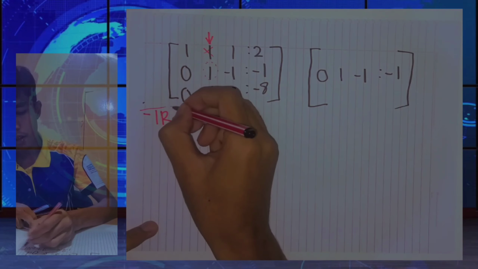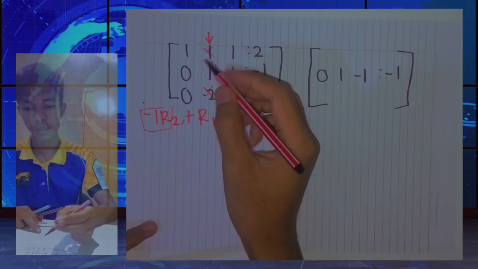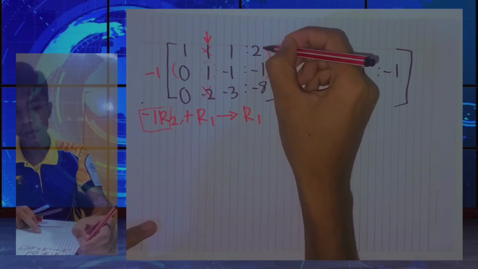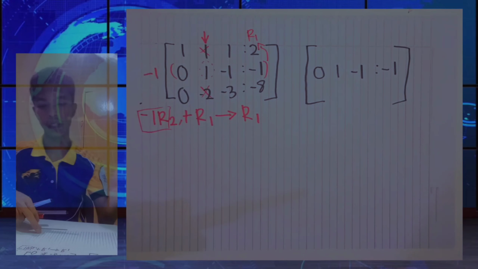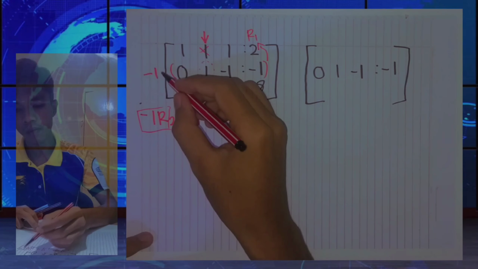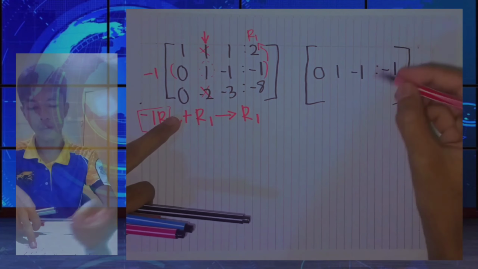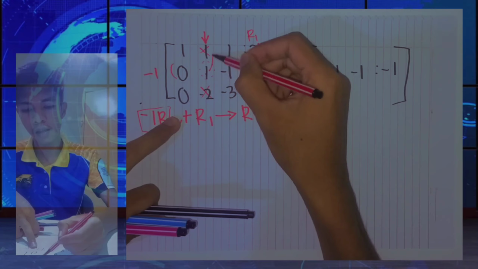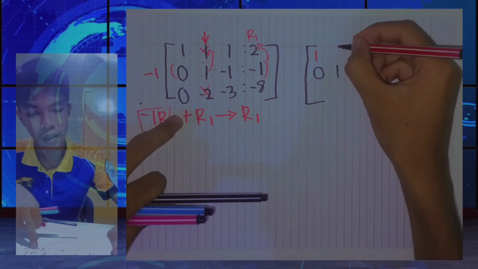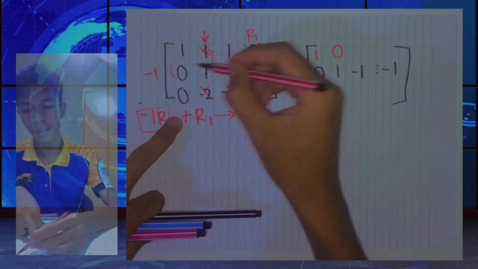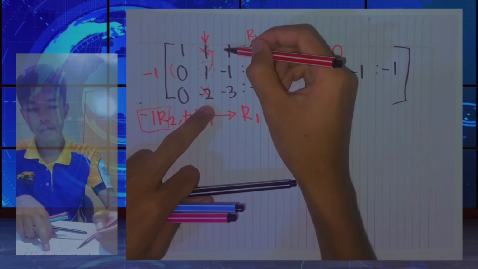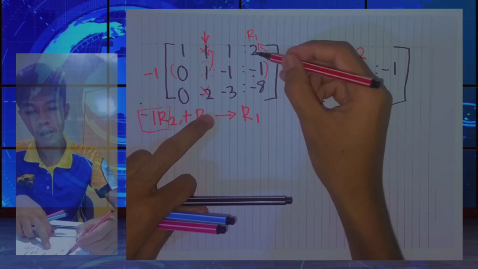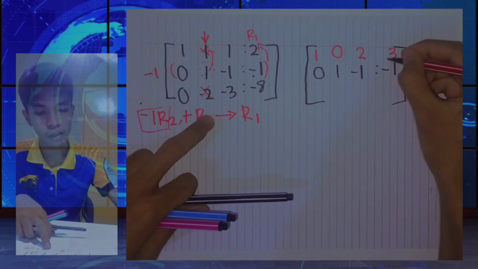So here is negative 1 times row number 2, plus row number 1. Negative 1 times 0 plus 1, we get 1 here. Negative 1 times 1 plus 1, we get 0 here. Negative 1 times negative 1 plus 1, we get 2 here. Negative 1 times negative 1 plus 2, we get 3 here.